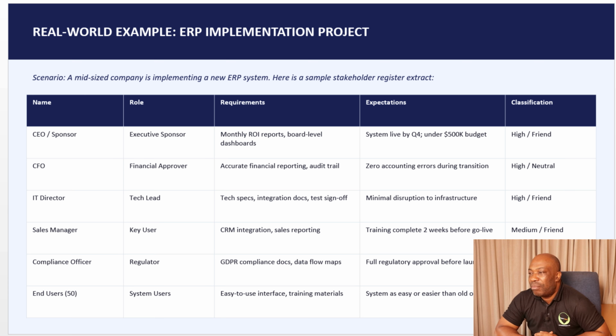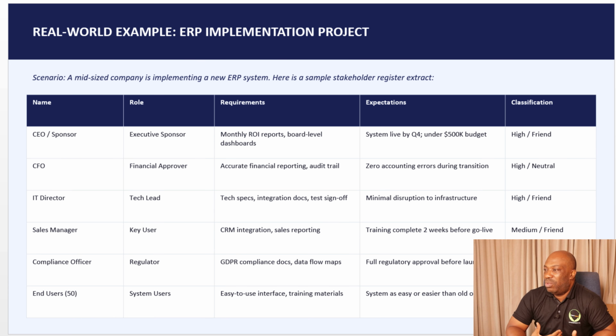And the classification is high and also friendly, which means the sponsor is supporting the project. Then you also have the CFO, the Chief Financial Officer, and the role is financial approver. They're going to approve the finances in case you want to acquire any resources in the project. And in terms of requirements, they want accurate financial reporting and also an audit trail from the project. So it's one of their interests also. And then expectations, they're expecting 0 accounting errors during transition, which means when you finish the project and hand it over to operation, during that transition period, they want 0 accounting errors, and they are neutral at that point.